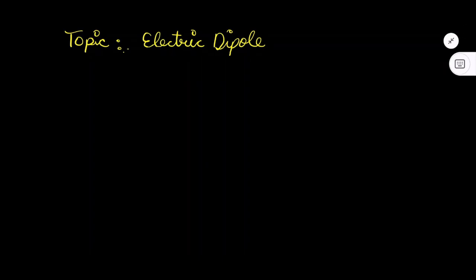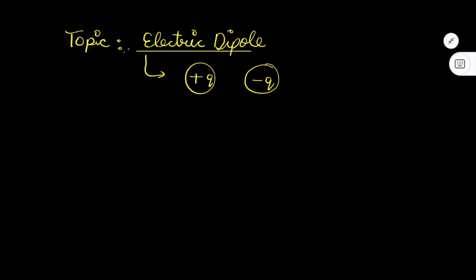I am your Mehak ma'am, and today we'll be discussing another topic, that is electric dipole of the chapter electrostatics. Okay, so let's start with the topic. Electric dipole is basically a system of two charges. So we have a positive charge and another charge which is opposite in sign, that is, a negative charge, and they must be separated by a small distance.